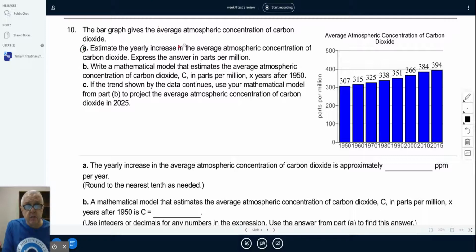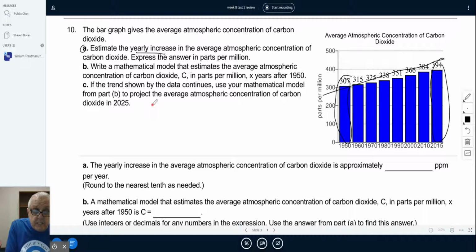Estimate the yearly increase in the average atmospheric concentration. Express your answer in parts per million. So I want the yearly increase. In other words, the yearly increase is the same thing as saying, what's the slope? So in order to find the slope, I need 2 points. I'm using the first bar and the last bar. We want to find the slope of this line.